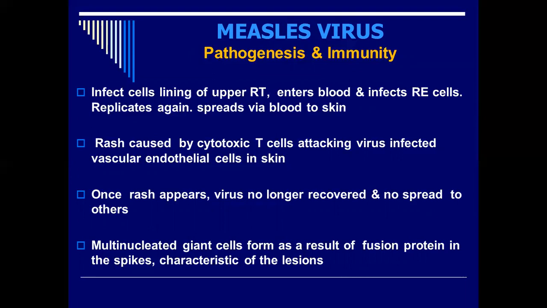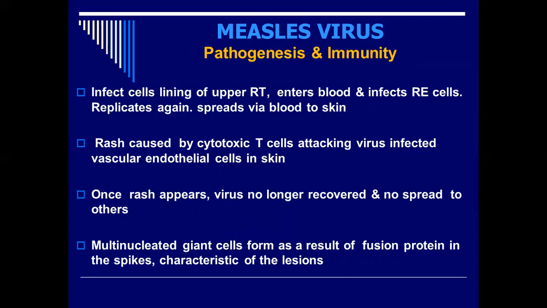Now the rashes which appear on the skin are caused by the cytotoxic T cells that attack the virus-infected vascular endothelial cells in the skin. And once the rash appears, the virus is no longer recovered from these lesions, and it is not able to spread to other individuals. So once the lesions are formed, the virus becomes confined and cannot be spread to other individuals.